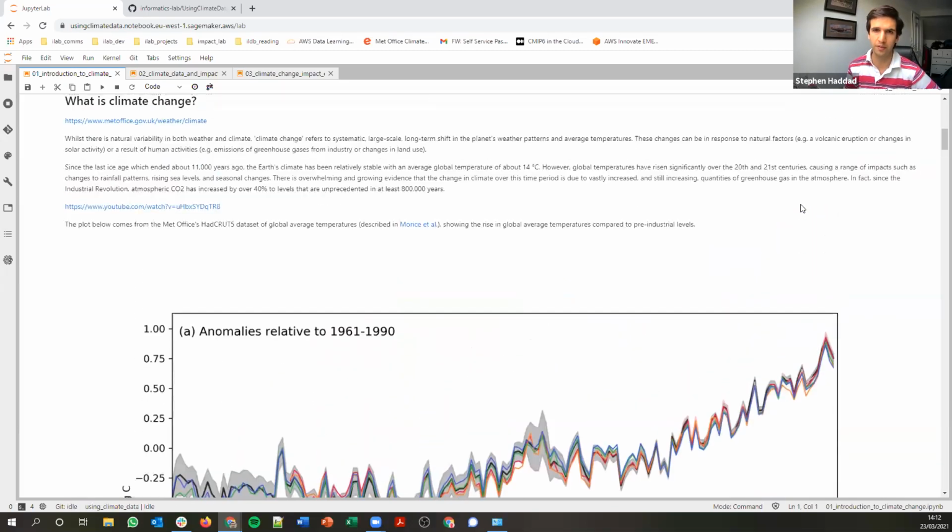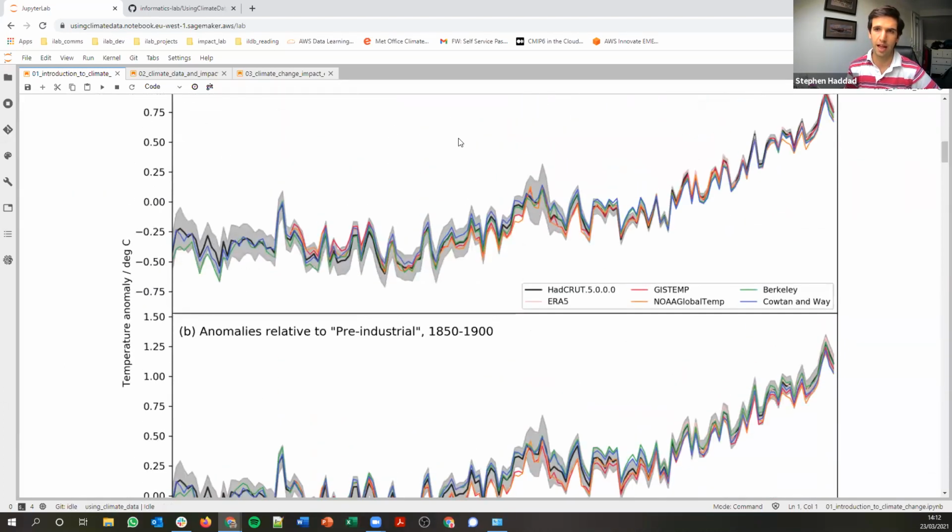So that's global warming, and it's expected that global warming will lead to changes in our climate, and that global warming is due to human emissions of greenhouse gases. So that's at the highest level how our climate is changing. The average global temperature is increasing.